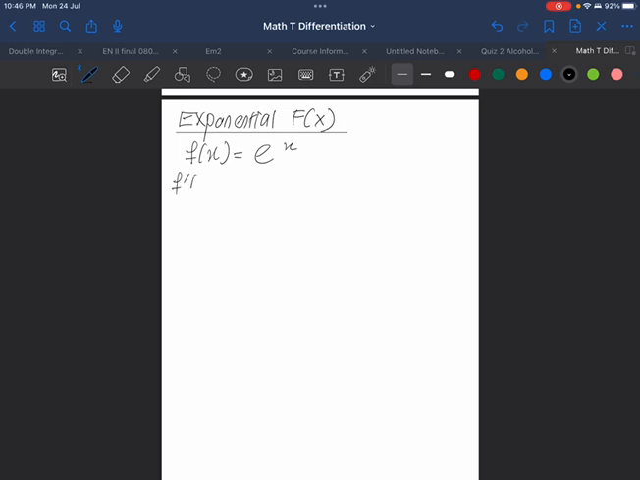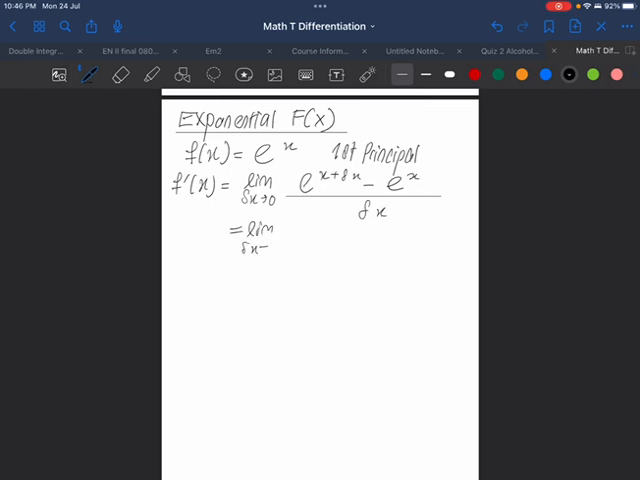So f'(x) is found by applying the first principle. Everything comes from the first principle of differentiation, right? So we substitute: [e^(x+Δx) minus e^x] over Δx. We know that for the exponential, when it's a plus in the power, we can separate it out and it becomes e^x times e^Δx minus e^x, over Δx.